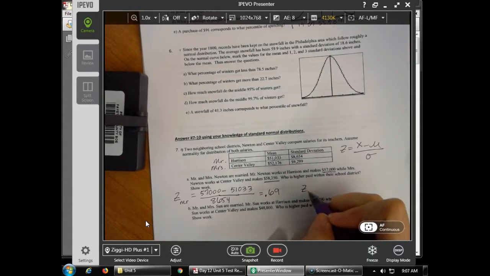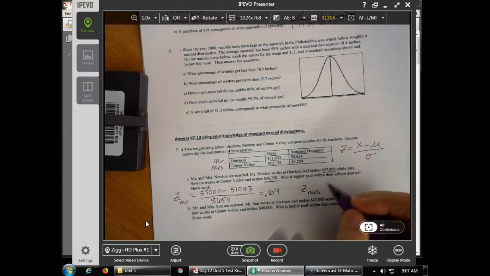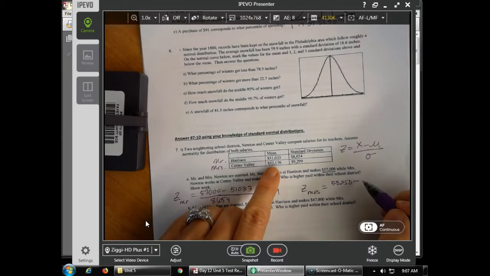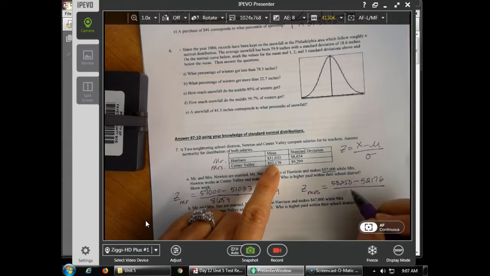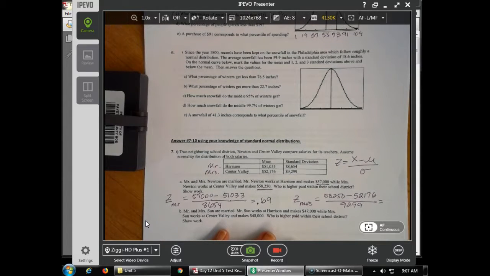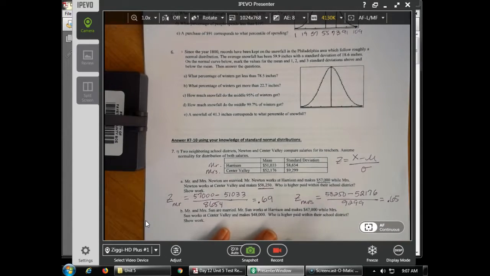So let's do the Z-score for Mrs. Newton. And Mrs. Newton makes $58,250. So it seems like she makes more money. And in Center Valley, 52,176, 9299. So do that in your calculator. And that gives us 0.65. Yep. Okay, so here's the question.